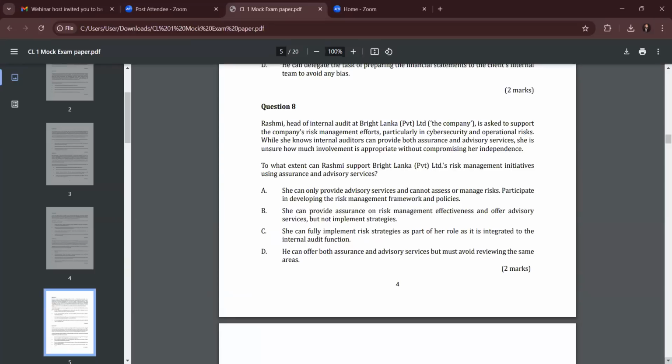B. She can provide assurance on risk management effectiveness and offer advisory services, but should not implement strategies.